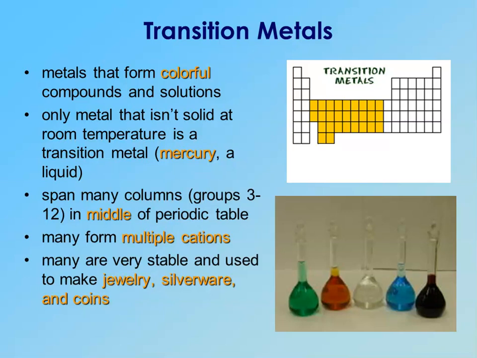These are the metals that are used in jewelry, silverware, and coins. They aren't as reactive as your alkali and alkaline earth metals, so they are definitely safer for us to use for those items that would be used more often and that we would not want to have to replace so frequently.